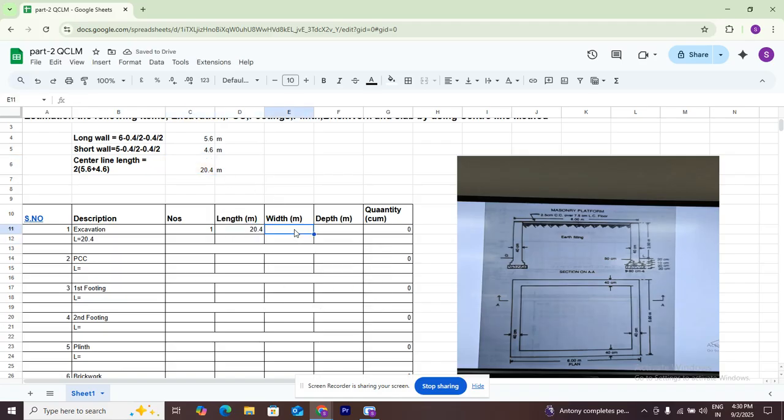Okay, what is the width of the footing? 0.8. What is the depth of the footing? 0.8. 0.7 is the depth of the footing.